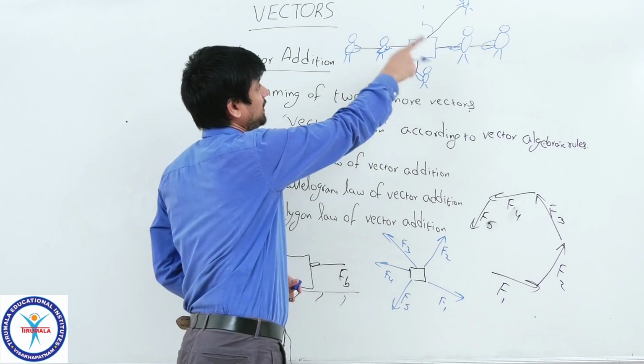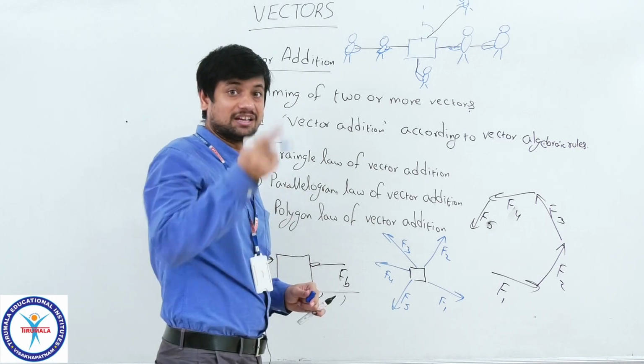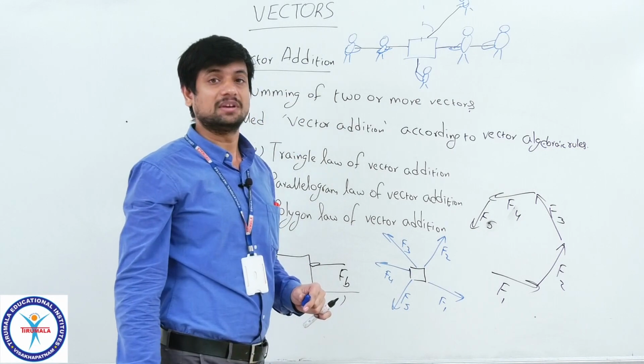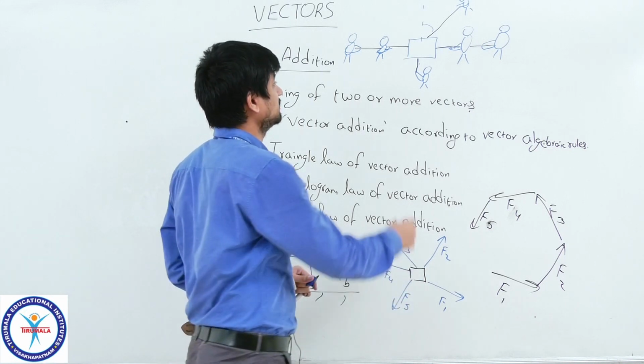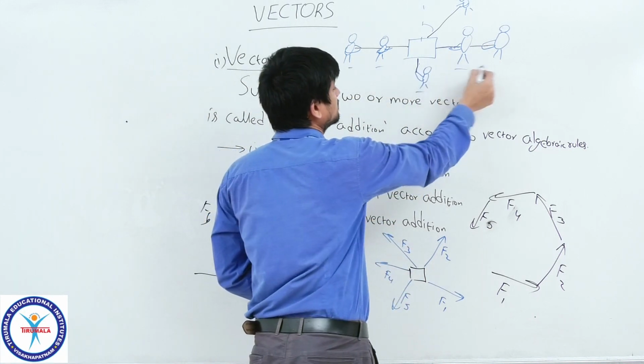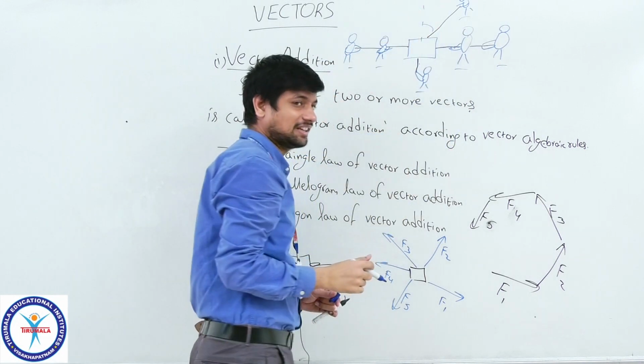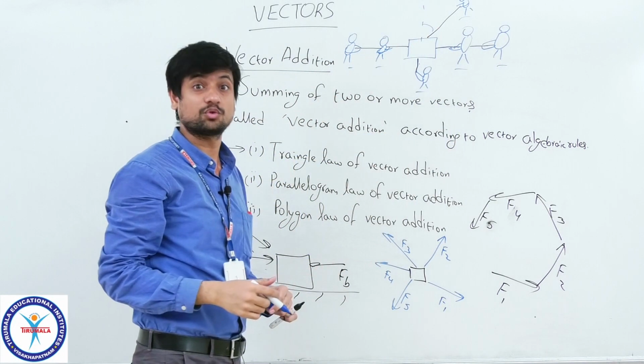Look at this, so many other forces are acting. So, in that condition, what will be the net effect? There you should add this force, this force, this force, this force, this force, this force. So, the resultant force can be known.